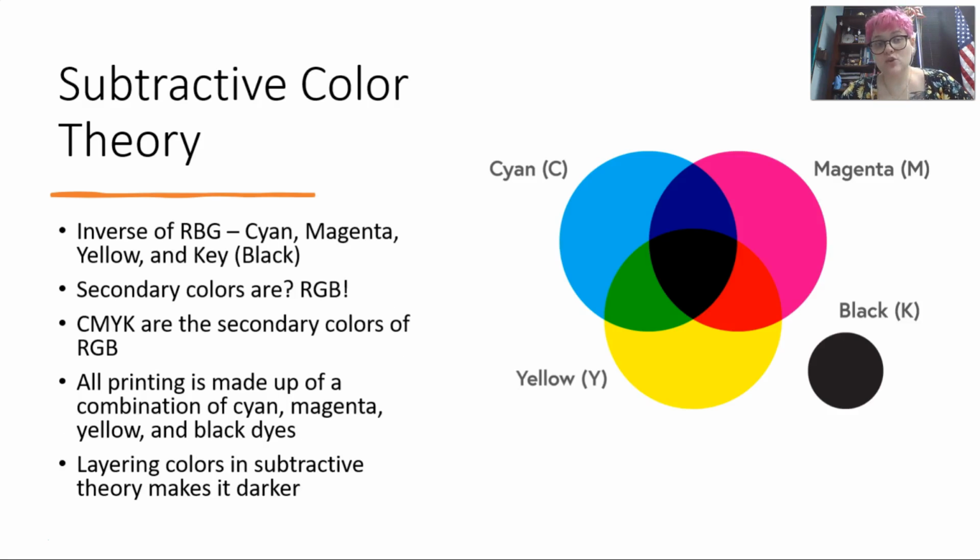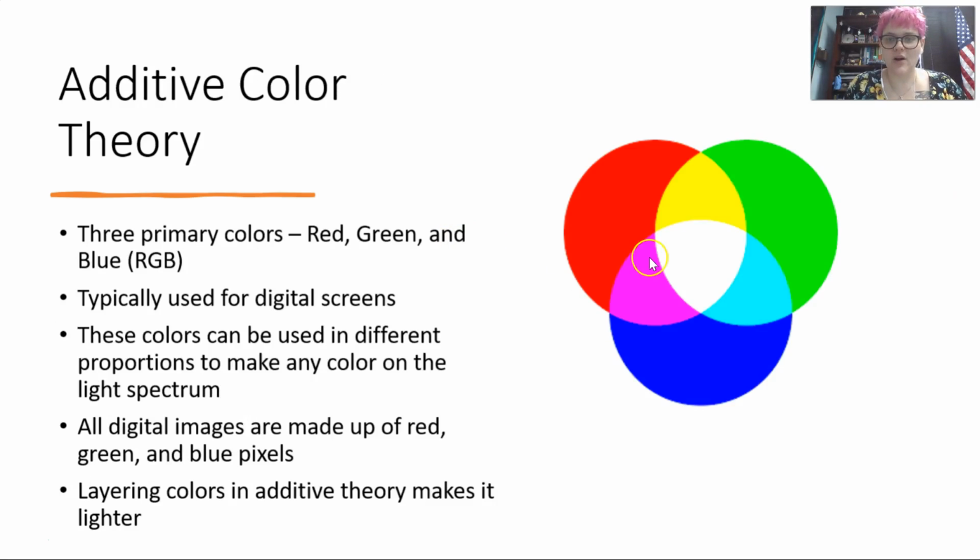So the opposite, subtractive color theory, is the inverse. So that is cyan, magenta, yellow, and key, which means black. So that's CMYK. So again, if you've ever paid attention to your printer, you might notice that it prints in CMYK colors. Those are the different cartridges that you have to have in your printer to print color. So what are the secondary colors of CMYK? RGB, red, green, blue. What are the secondary colors of RGB? CMY, not K.